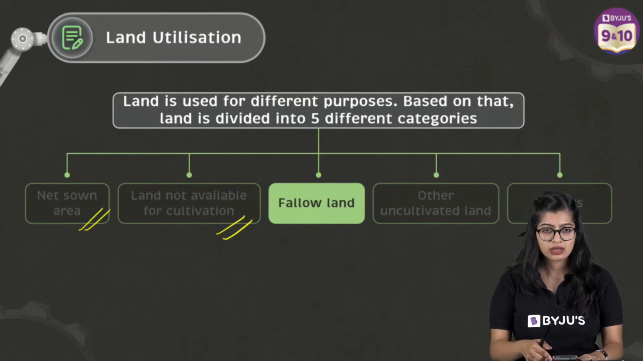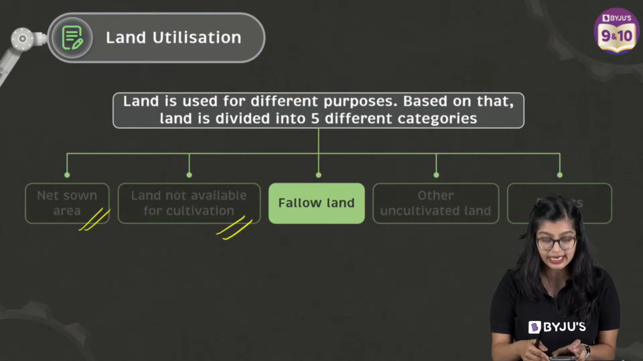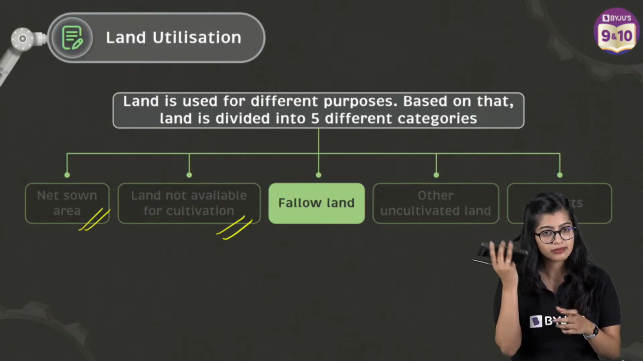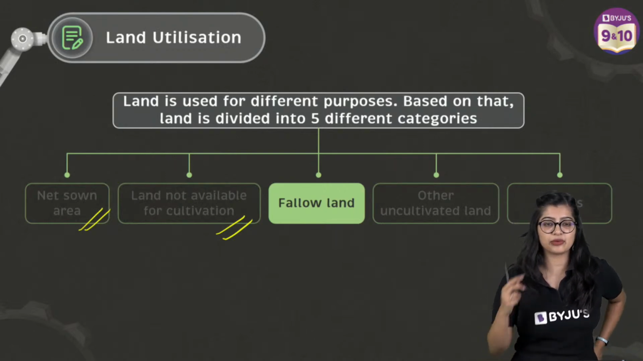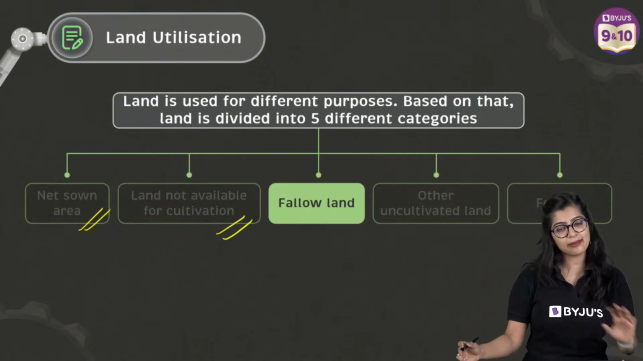Yes? I can see a lot of students are telling me lag, but I hope now it's okay. Now fine. No, yeah, I think in between there was a little bit of lag, but now it's fine.